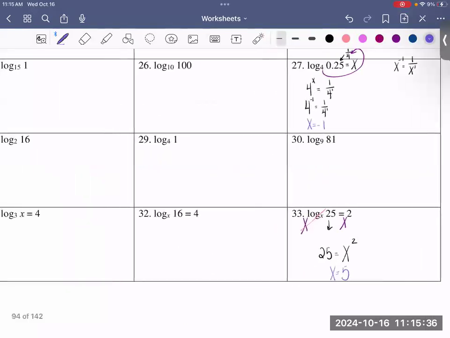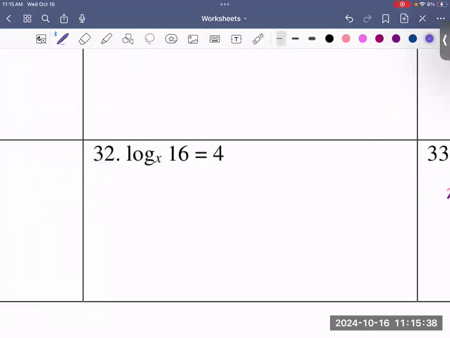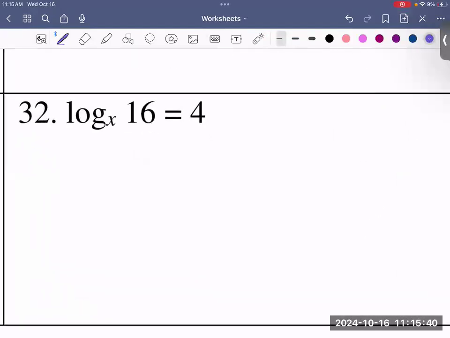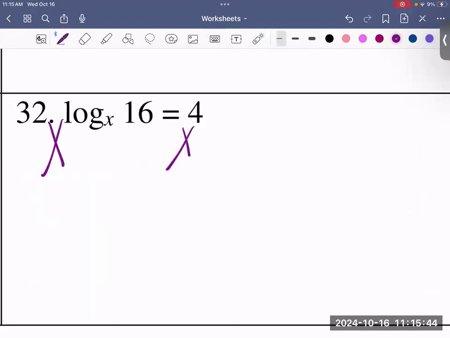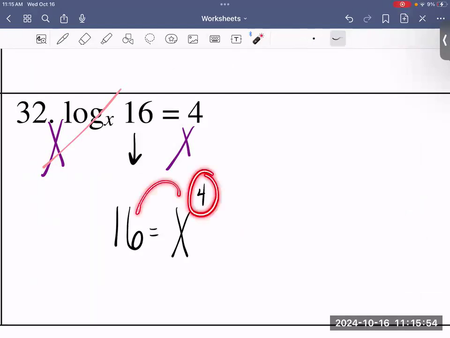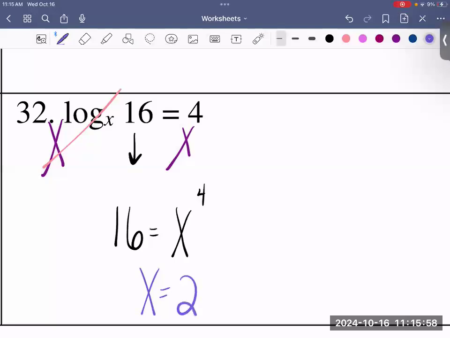I'll see if I can find another one. Let's do 32. We'll raise it to the x power. That allows us to cancel. It drops. So 16 is equal to x to the 4th. So what number times itself 4 times gets you to 16? Well, that would be a 2. X is equal to 2.